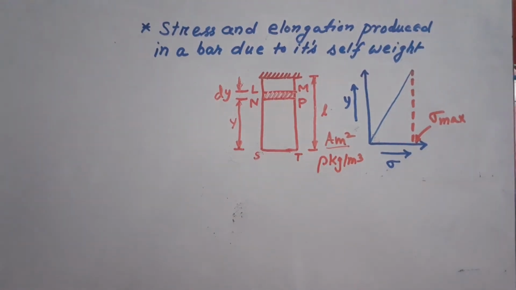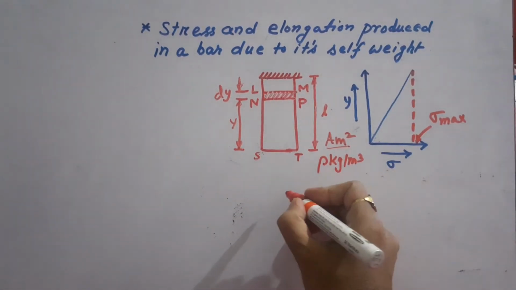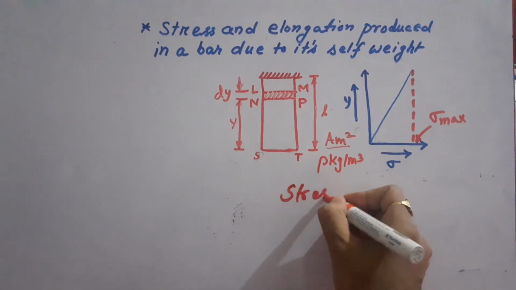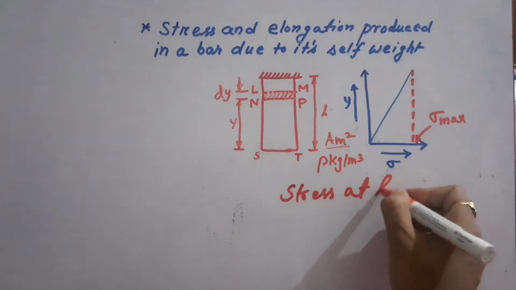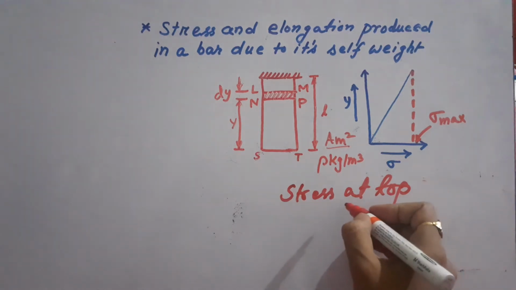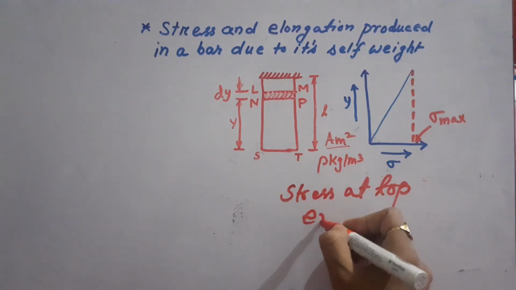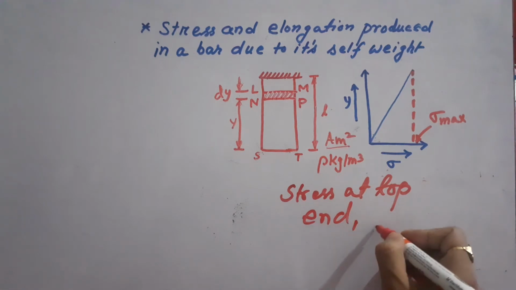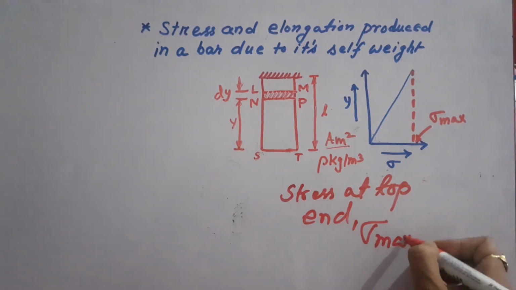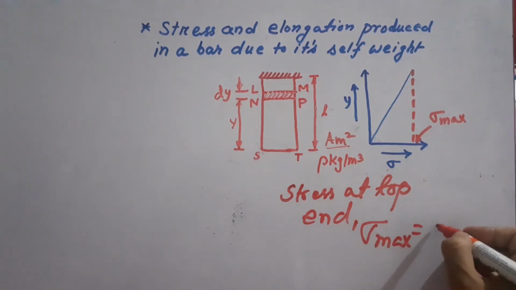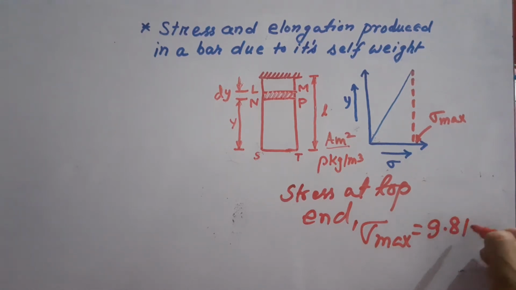So stress at the top end, or we can say sigma max, is equal to 9.81 rho into L, because in place of y we have placed the value L, because we have taken the total length. Okay, I think up to this it is very much clear to you.